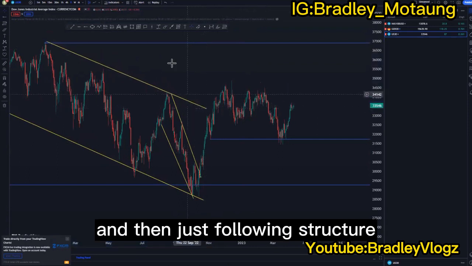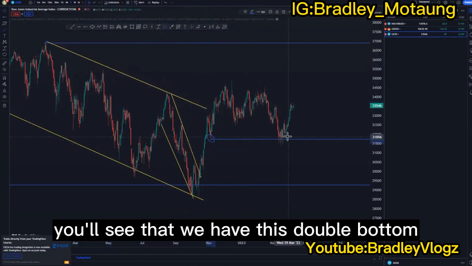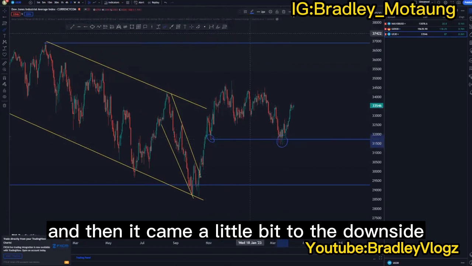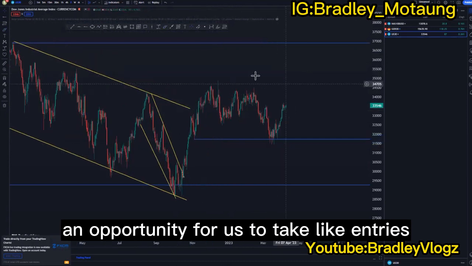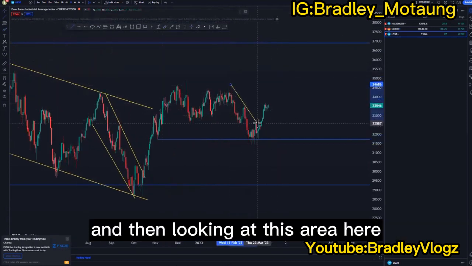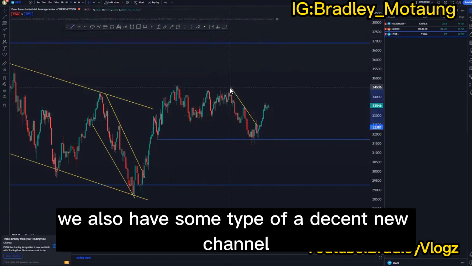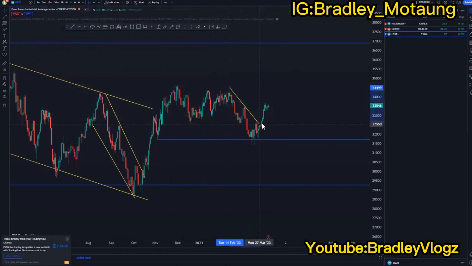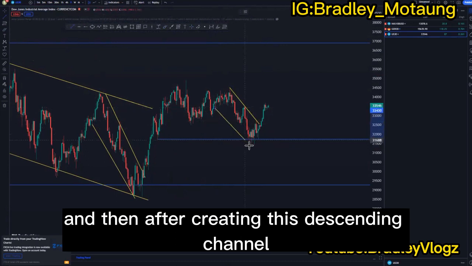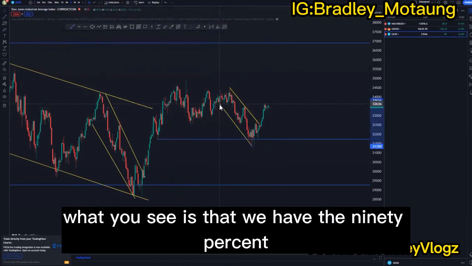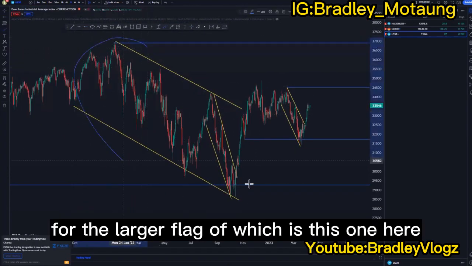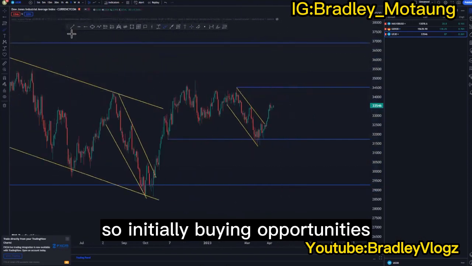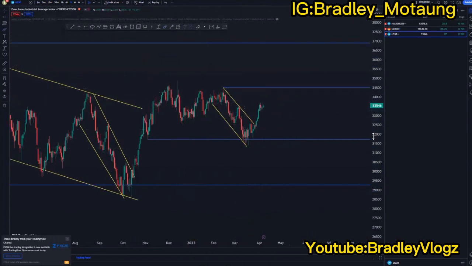And then just following structure, you'll see that we have this double bottom, and then it came a little bit to the downside, of which this creates an opportunity for us to take entries. And then looking at this area here, we also have some type of a descending channel, just like this. And then after creating this descending channel, what you will see is that we have the 90% on this area. And then we also have the 90% for the larger flag, which is this one here. So initially selling, buying opportunities are in our favor.